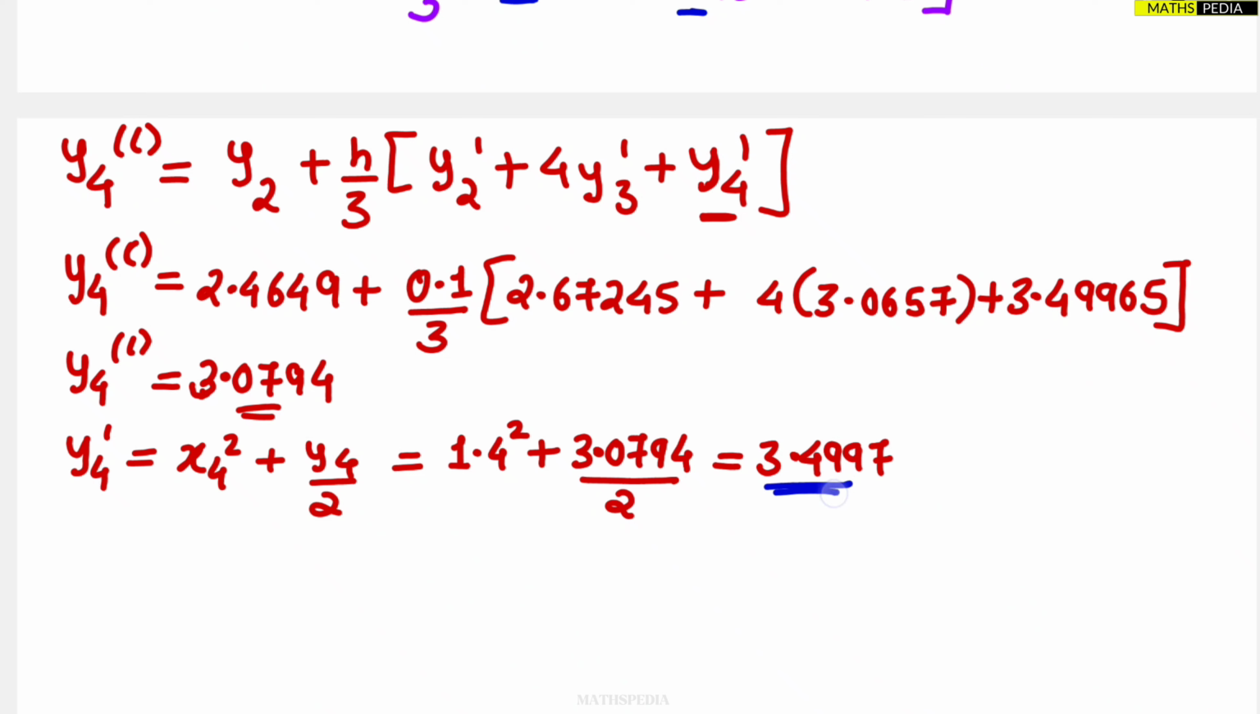So this particular value, y4 dash. So again this formula I am going to apply. Here the y4 dash value was this one. This I am going to change and this I am going to use. Okay.